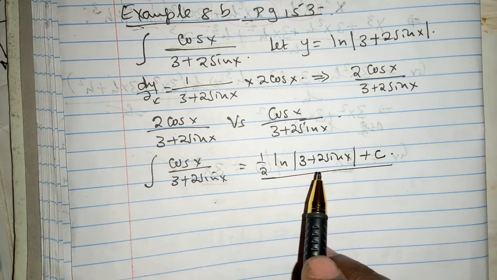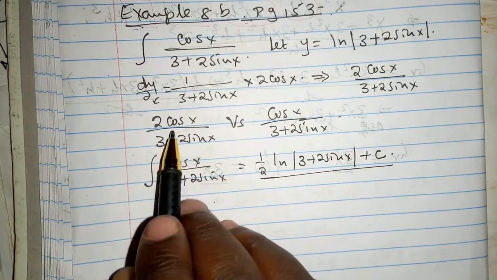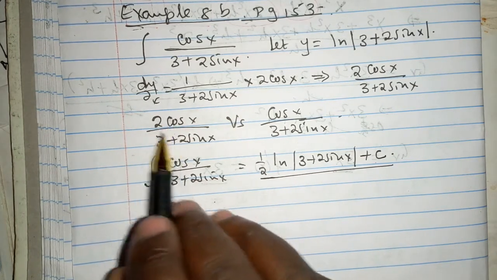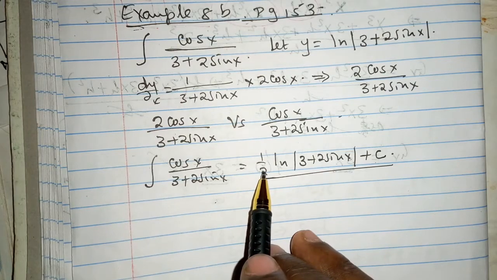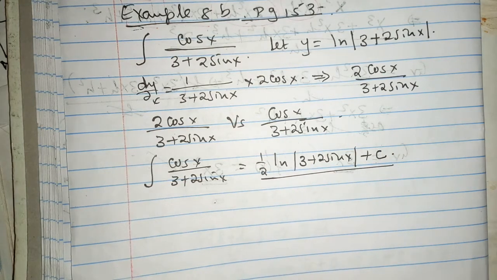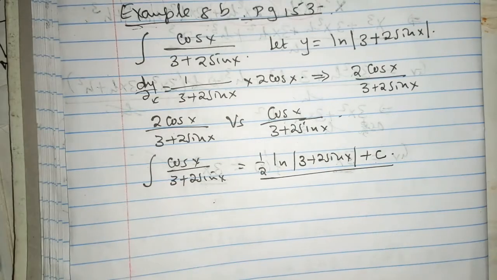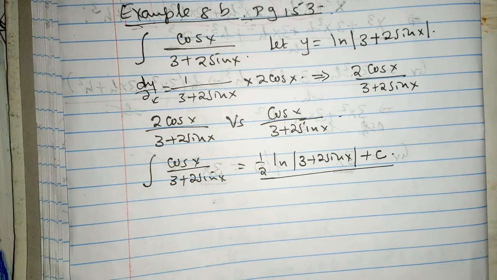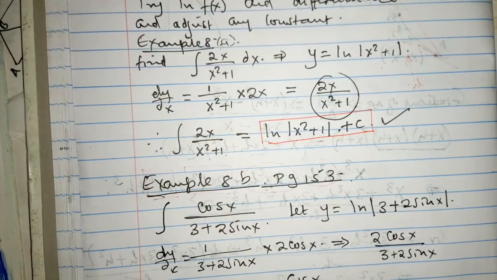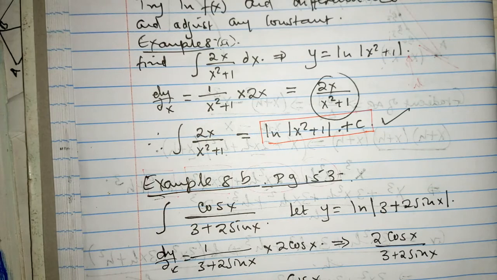If you differentiate this, yes, it will take us here, and this one now multiplied by a half, of course, it will give us the required result. And that is just what we need to understand. Again, very, very important. Let me just highlight it once more.